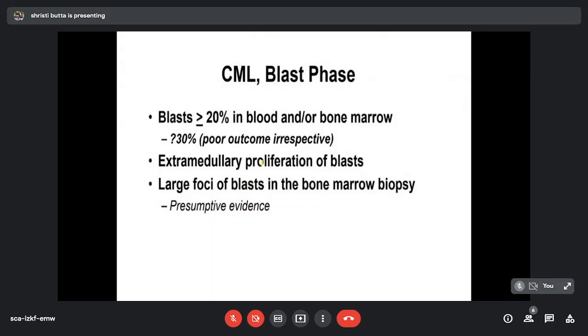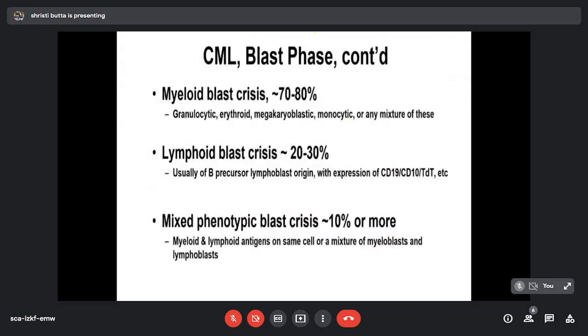In addition, there is also extramedullary proliferation of blasts. There may also be large foci of blasts in the bone marrow biopsy. These blasts are myeloid blasts in about 70 to 80% of the cases, lymphoid blasts in about 20 to 30% of the cases, and mixed phenotypic blasts in about 10% or more of the cases, usually associated with both myeloid as well as lymphoid blasts.